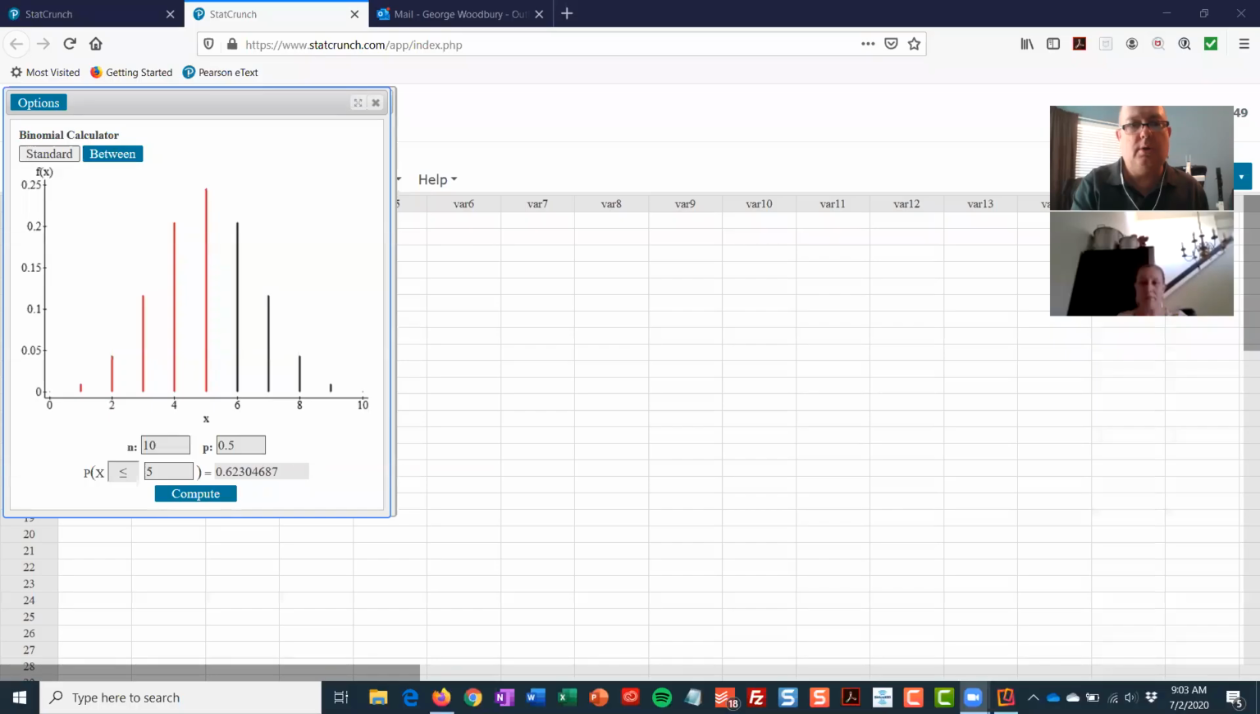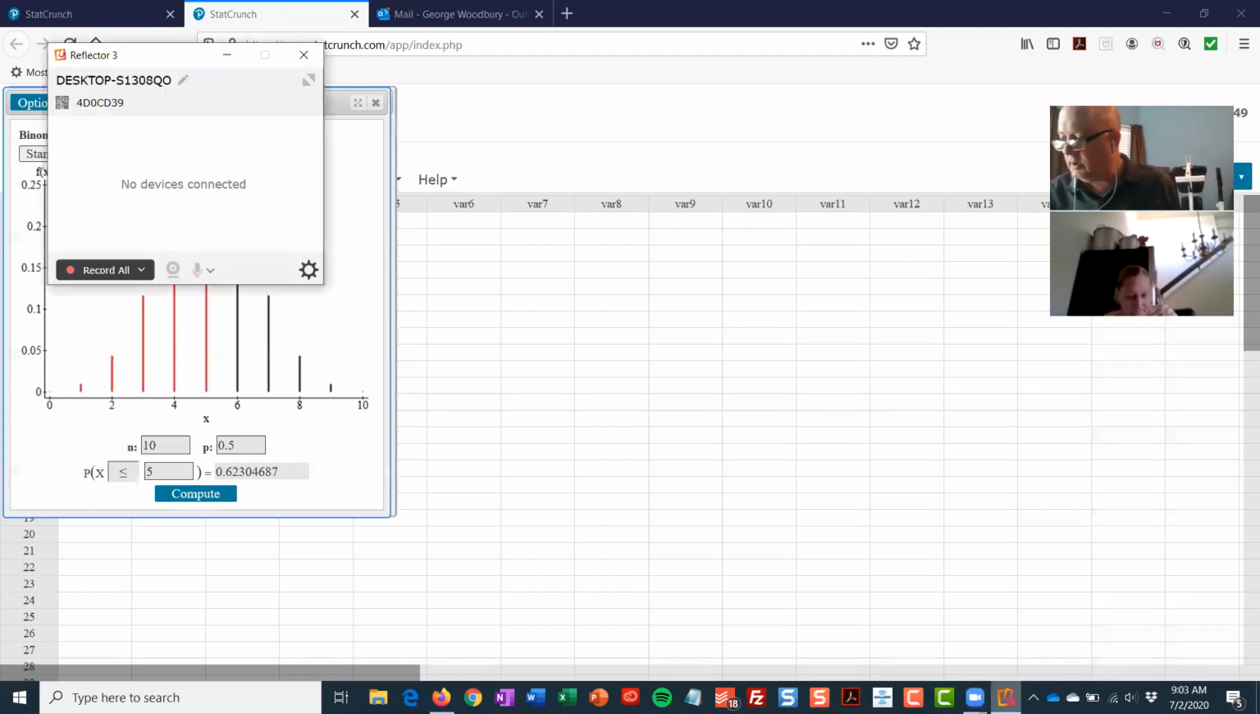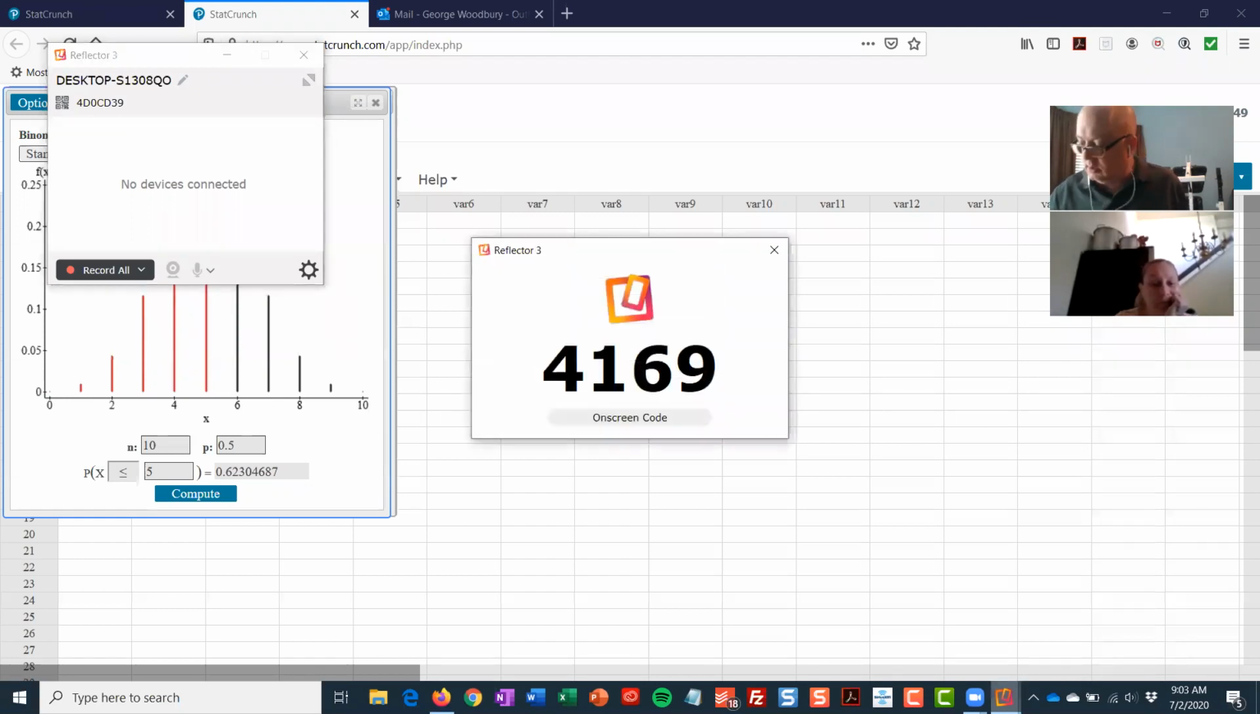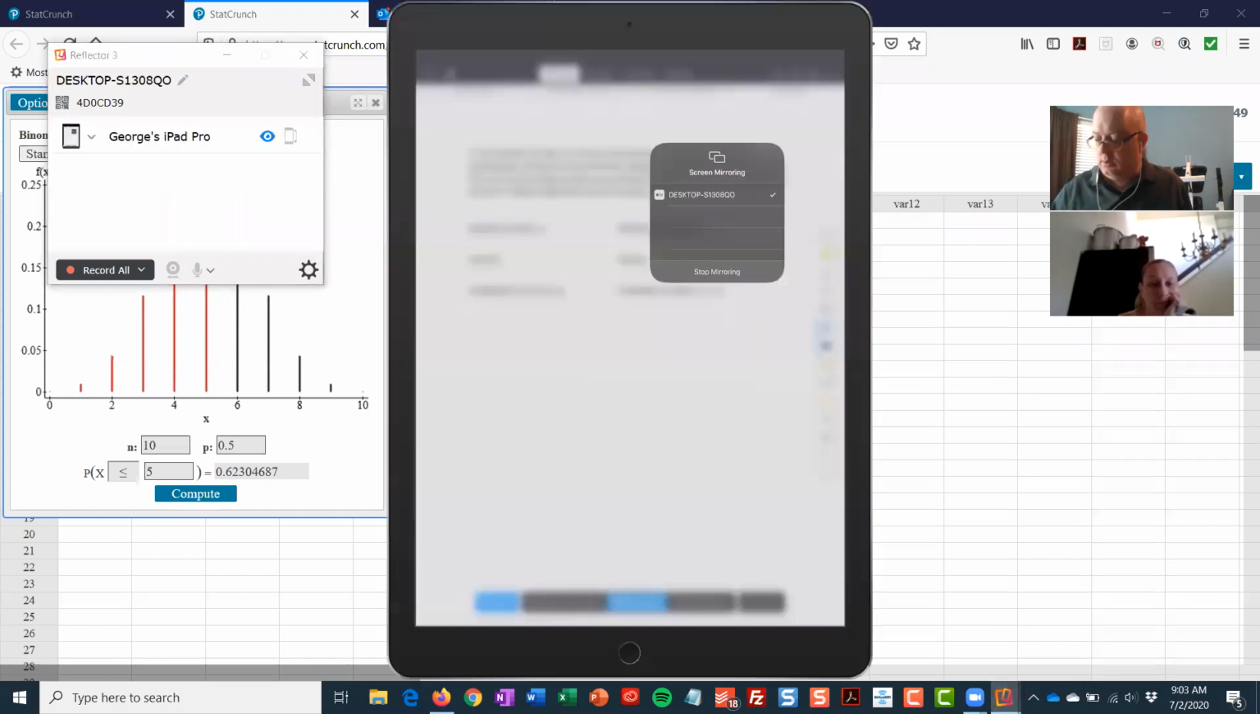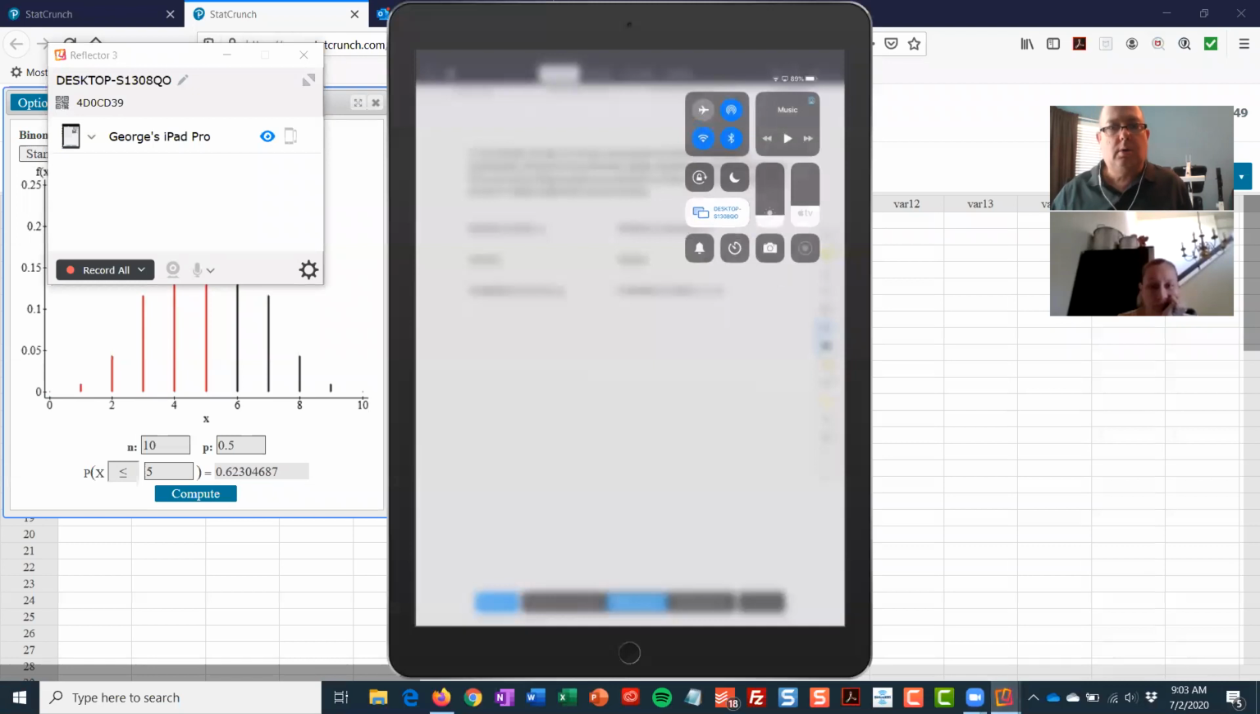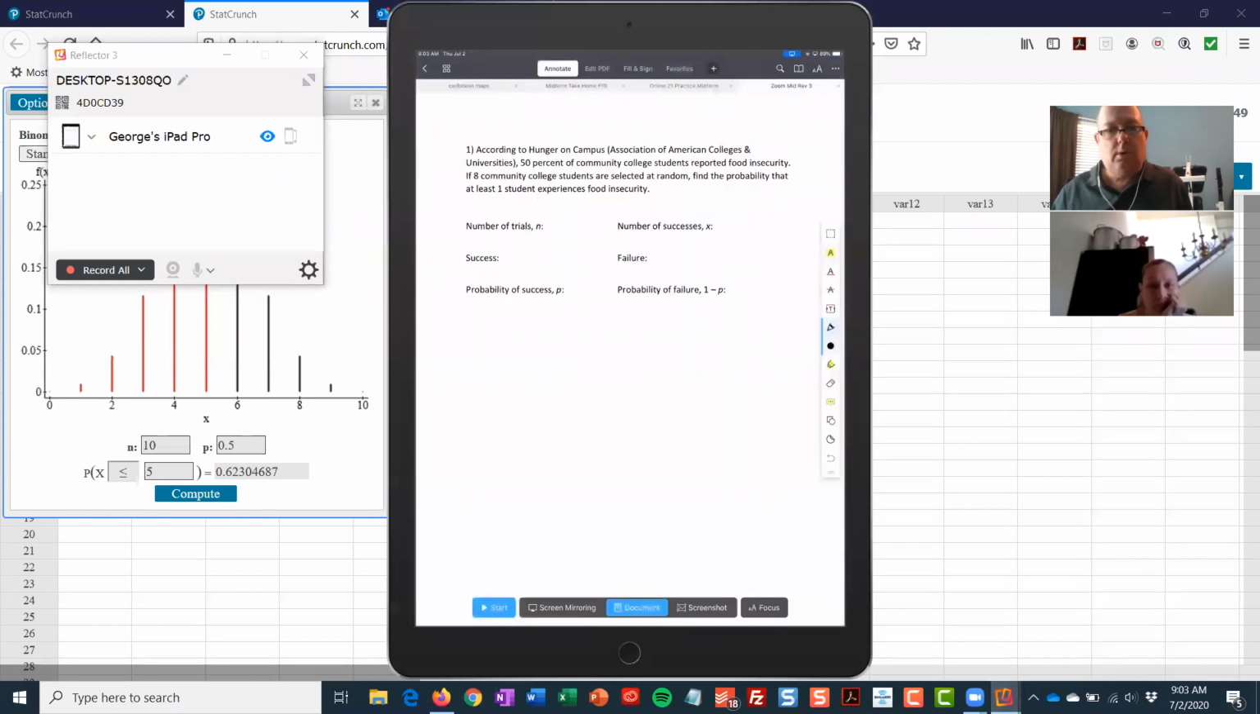Green. All right, there we go. All right, last thing I have to do, I have to connect the iPad over here. All right, that worked. Get this out of the way.